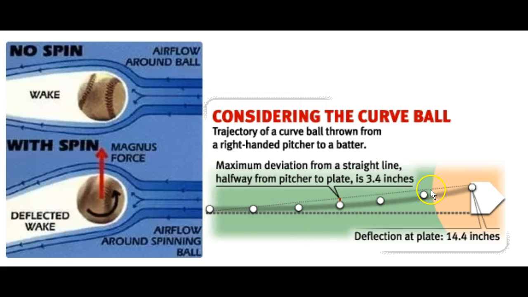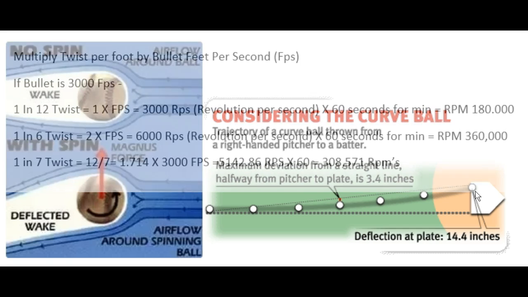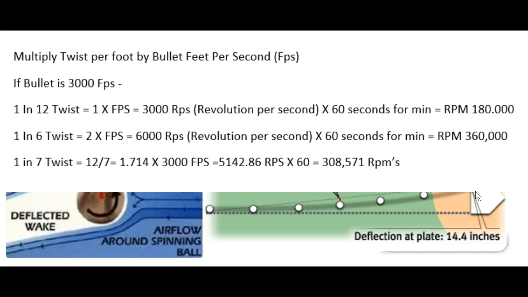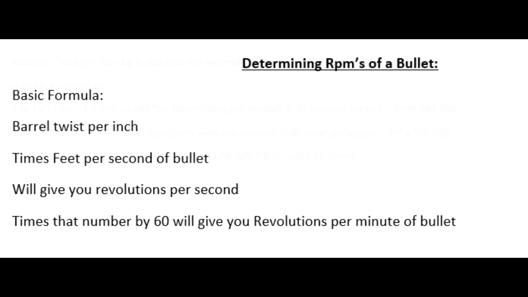But the difference between a bullet and a baseball is that a baseball is traveling relatively slower and a shorter distance. A bullet is traveling much faster, spinning much faster. On a 1 in 6, it's spinning 380,000 times a minute, and it's going through the air a lot longer. So a lot of different factors. Let me get to the formula on determining the RPM of a bullet.